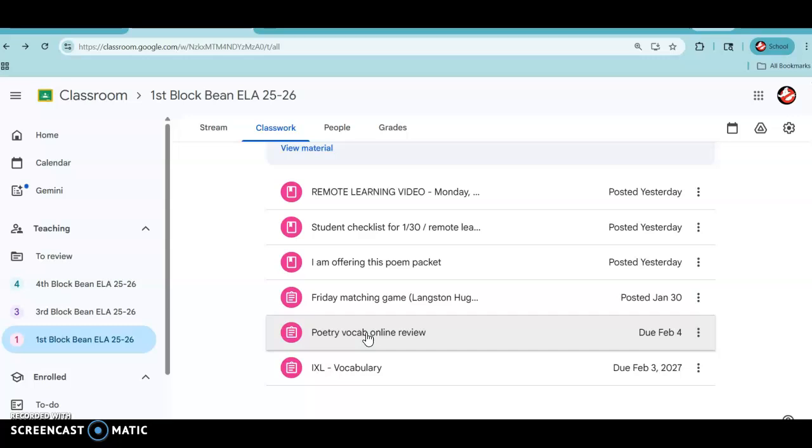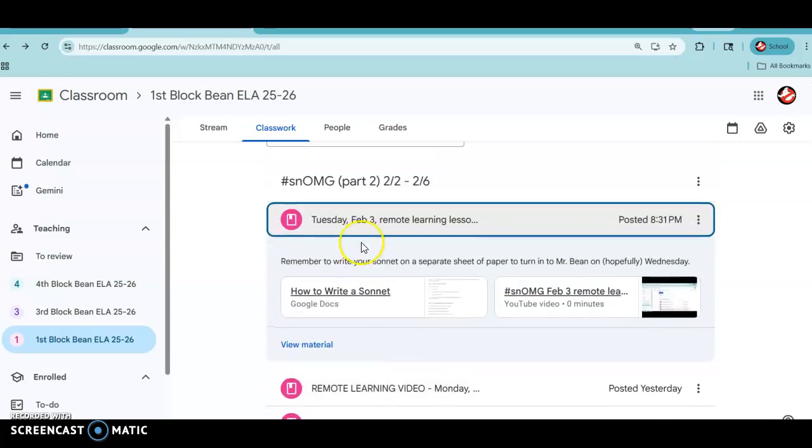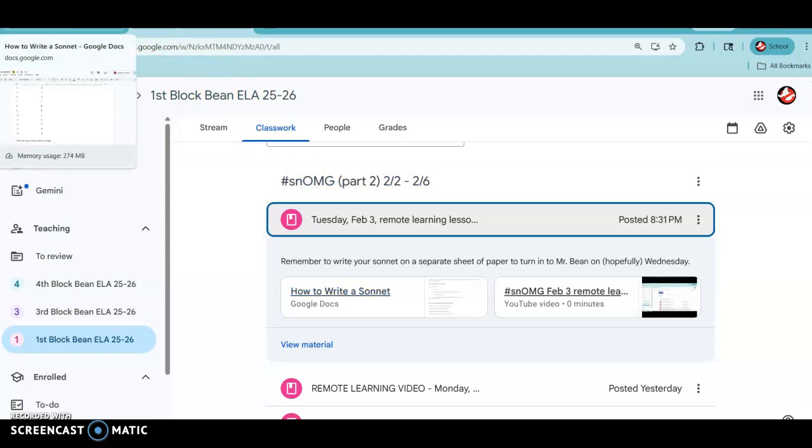All right? So today, all you got to do is write a sonnet. That's all you have to do. When you get done, you put that sonnet in front of your notebook so it's ready to go tomorrow. That way I can look at it and give you an easy 100. If you got questions, send me an email, okay?